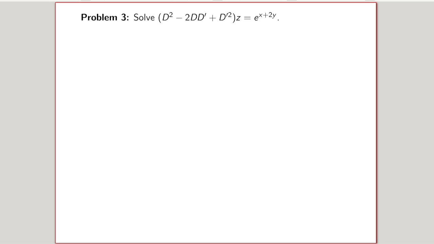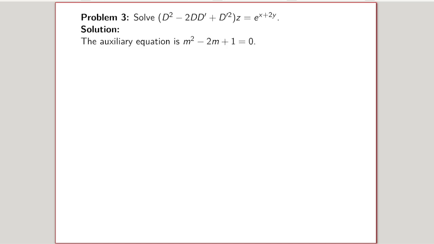So let us solve some problems in type 1. We have d square minus 2d d dash plus d dash square into z equal to e power x plus 2y. For a given problem, we always first have to find the complementary function, and then if the particular integral exists, we have to find it.